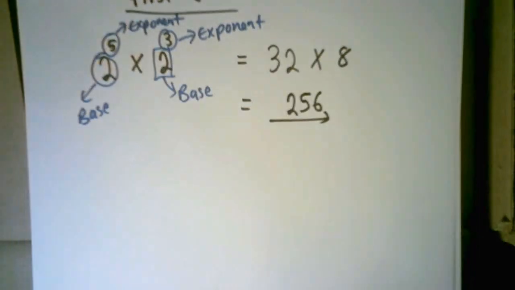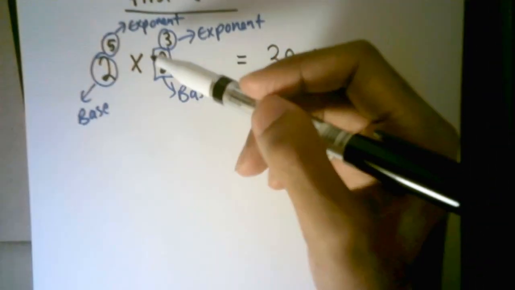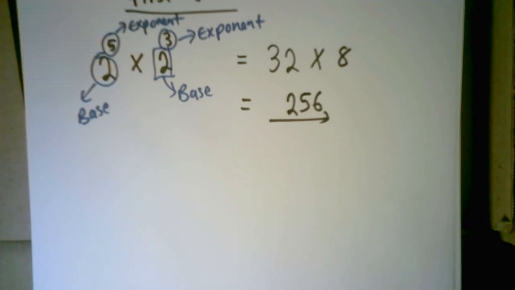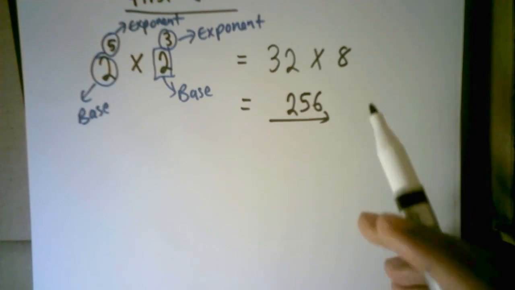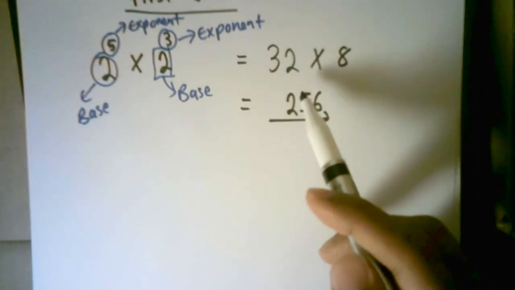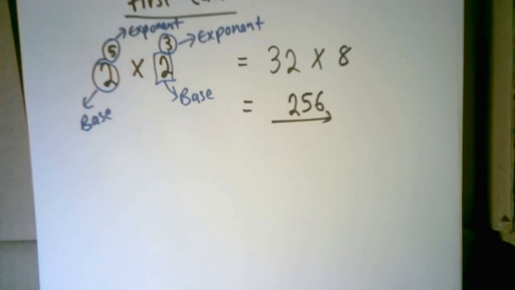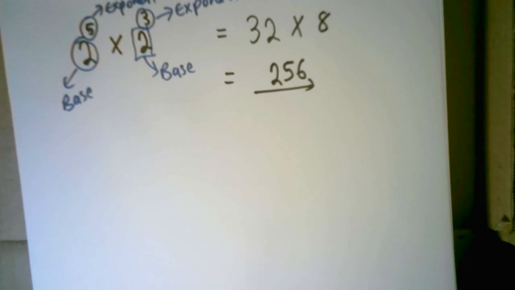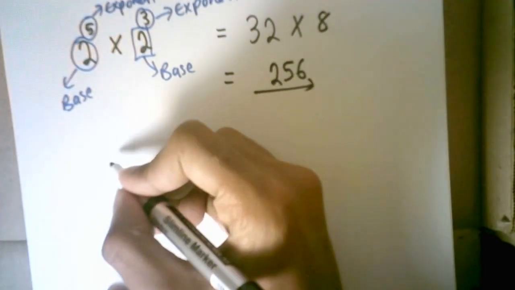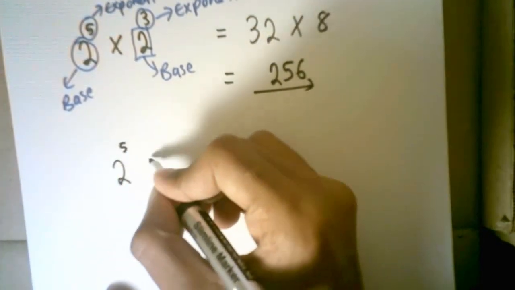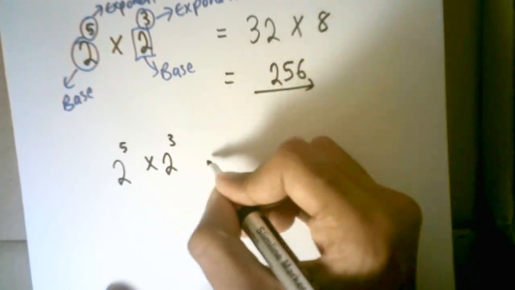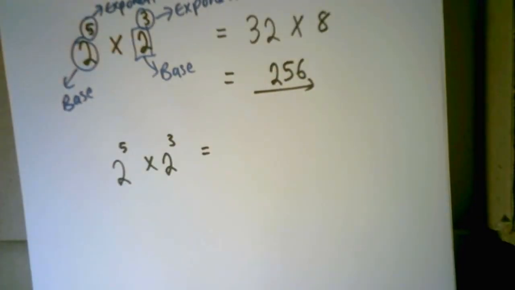Right, 2 raised to the power of 5 means 2 times 2 times 2 times 2 times 2. 2 is being repeated 5 times. 2 cubed means that 2 is being repeated 3 times. So that's 2 times 2 times 2, which is 8. Multiplying these two out gives me 256. Now, this is not specifically the law, but I'm getting to a point. What if, now this is the question, 2 raised to the power of 5 times 2 raised to the power of 3. What if we expand this out?